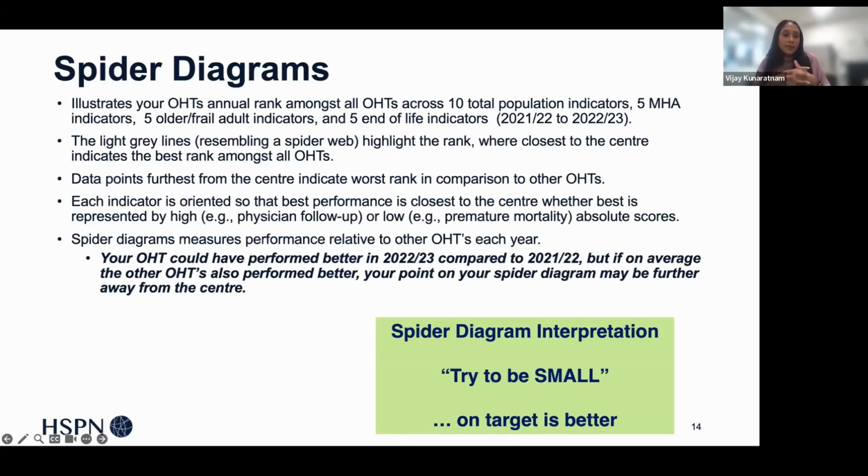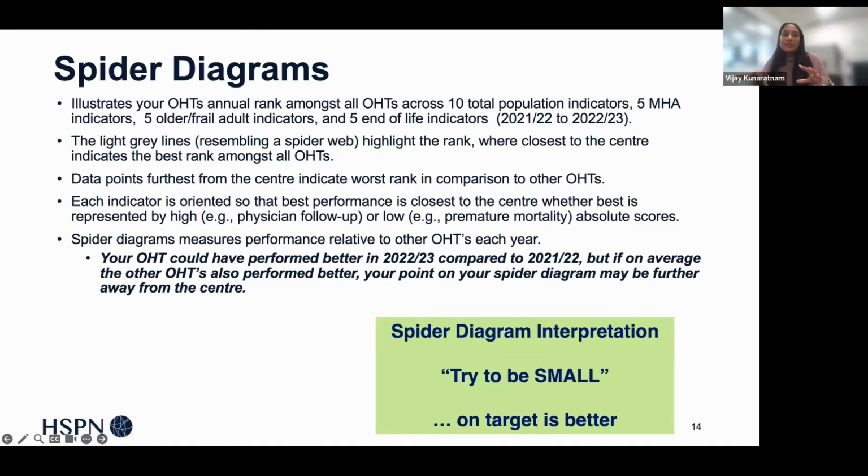One thing I really did want to highlight is that spider diagrams measure performance relative to other OHTs for each year. So your OHT could end up in a situation, for instance, where they could have performed better in 2022-2023 compared to the previous year.